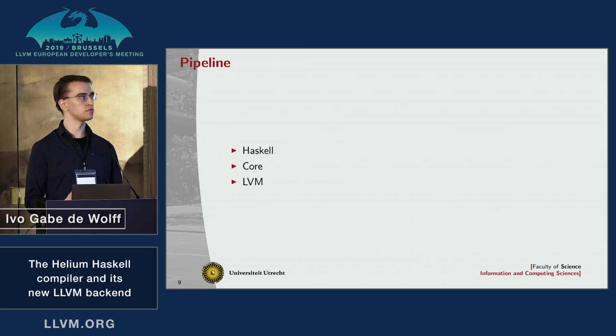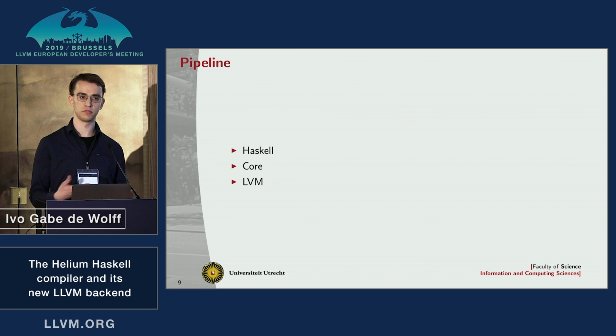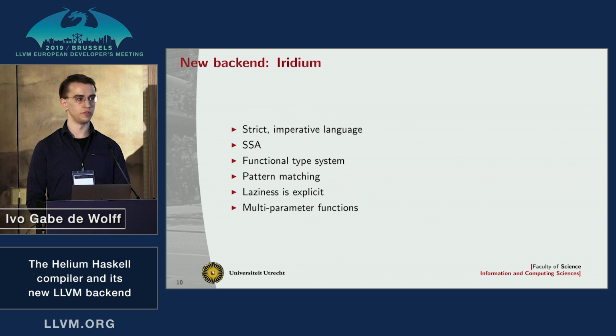So the pipeline was as follows. We start with a Haskell file. At that level, we perform type checking. So we do not do any desugaring before type checking, such that we can give reliable error messages. Then we convert to core, which is a simple functional language. It's basically a lambda calculus with constructors and pattern matching. And then we go to LVM. The new backend, which we call Iridium.